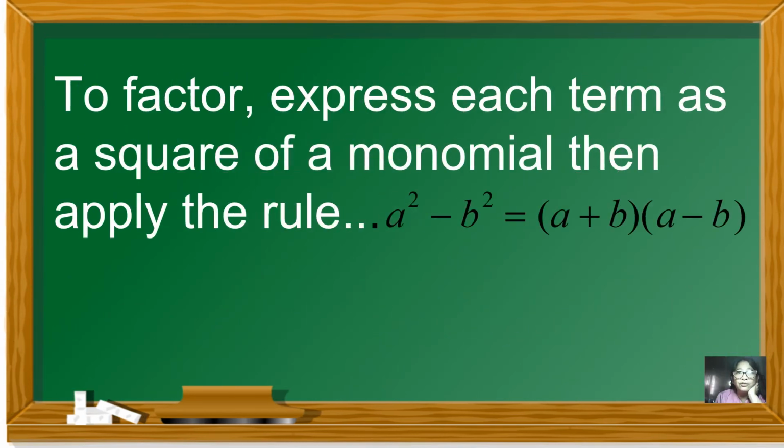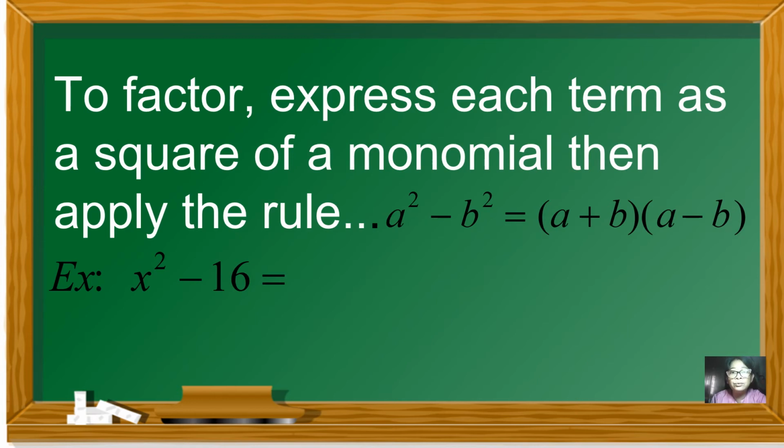Okay, so to factor, you need to express each term as a square of a monomial, then apply the rule. It should be like this. The format should be like this to be able to apply these factors. So we have x squared minus 16.